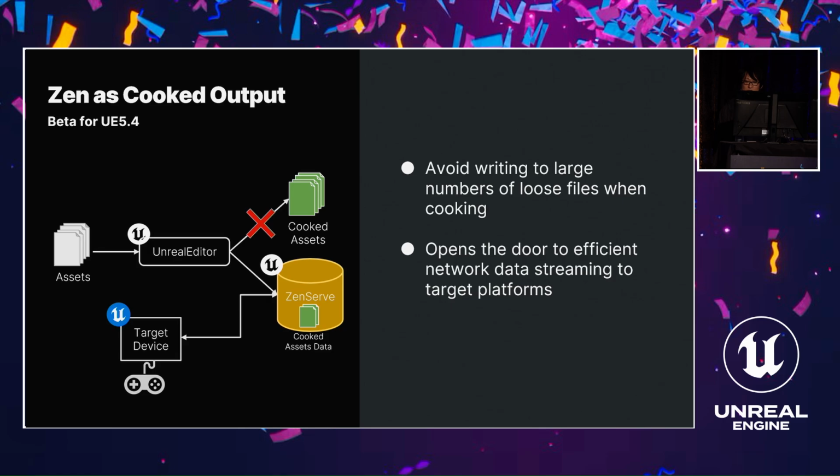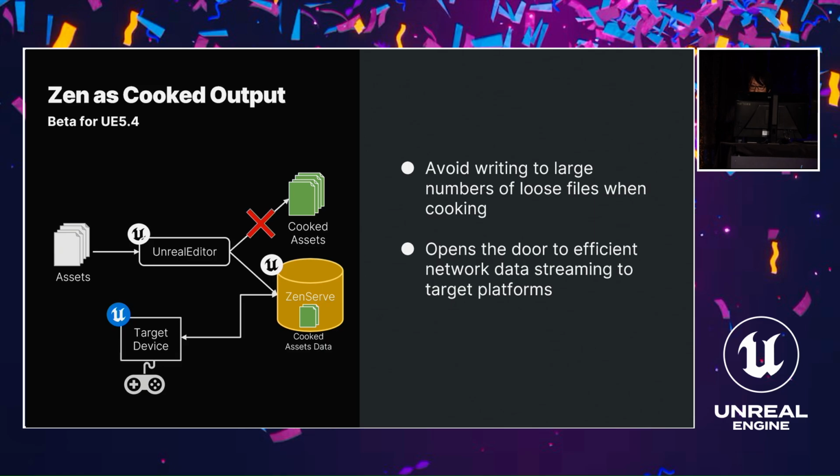And then Zen Store offers many advantages by acting as a cache server for cooked assets. This feature is currently being introduced as a beta version. First, it avoids writing too many loose files at cook time, thus avoiding a performance bottleneck. When Zen Server is enabled, it can store and manage cooked assets outside of the file system to avoid performance degradation. And you can open the door to efficient network data streaming to the target platform.